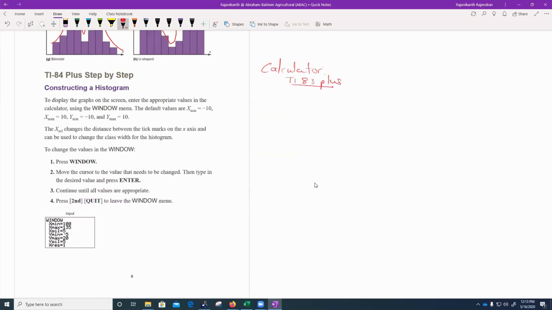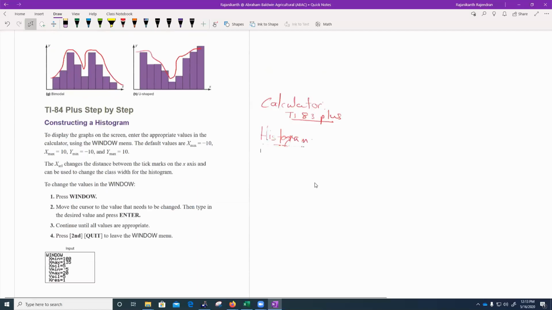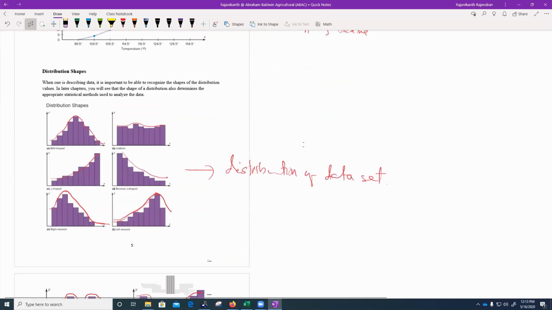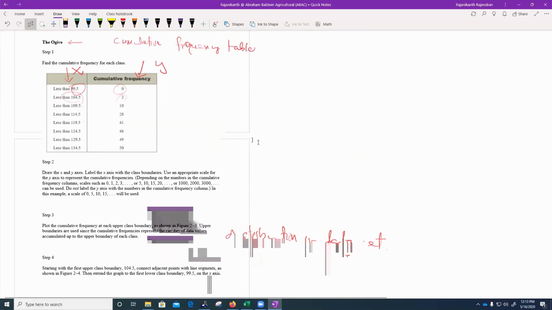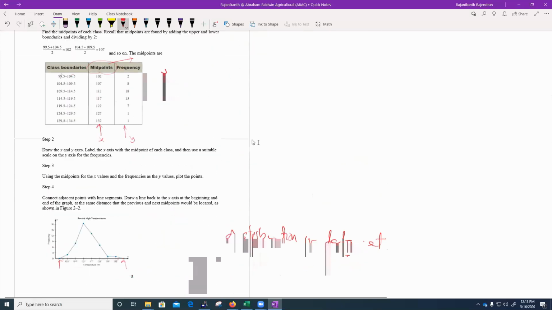Okay, so now I'm going to show you how to use the calculator to draw histograms. Remember, we have our frequency distribution table. So I'm going to use my frequency distribution table to draw a histogram. Okay, let us look at our frequency distribution table.